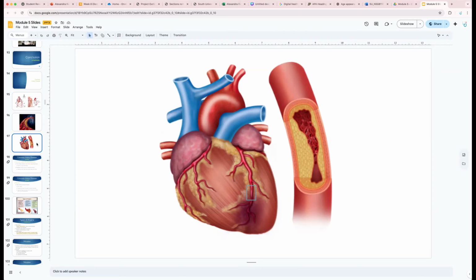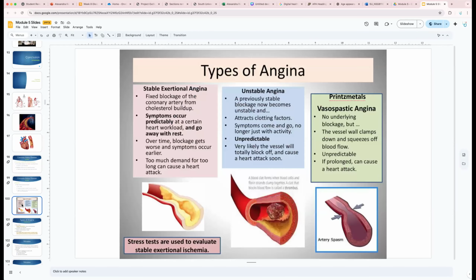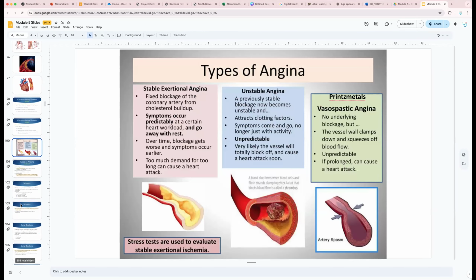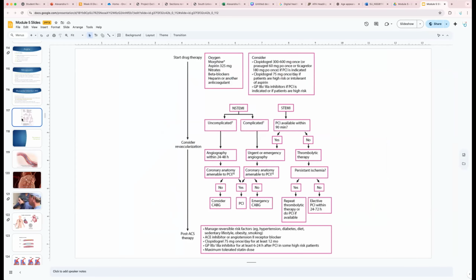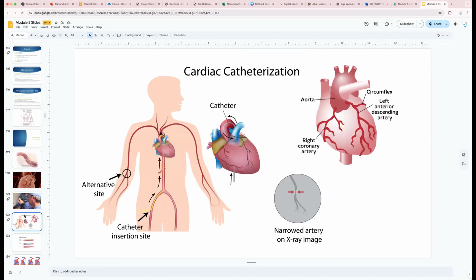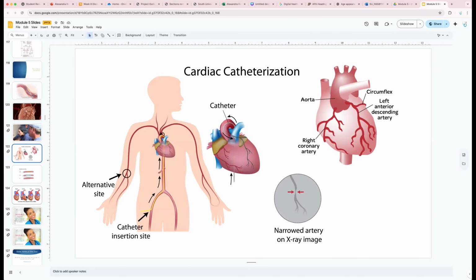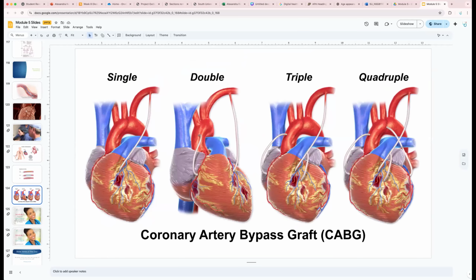So we're going to learn about that next class, and we're going to learn about the different types of angina. We're going to talk about the medications used to treat them, and then we're going to talk about the treatment algorithm. We're going to talk about what is a CABG. We're going to talk about what is a percutaneous intervention. We're going to learn about what is a cardiac cath. So we have a lot to learn.